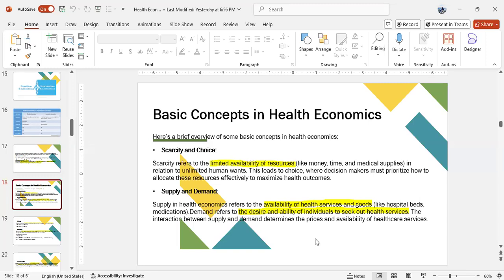Supply and demand. Supply in health economics refers to the availability of health services and goods, like hospital beds and medications. Demand refers to the desire and ability of individuals to seek out health services. The interaction between supply and demand determines the prices and availability of healthcare services.